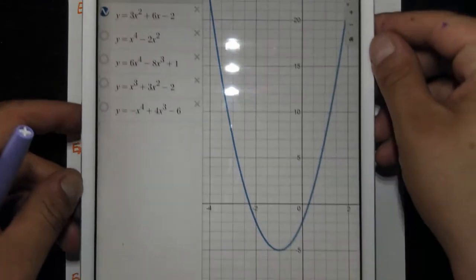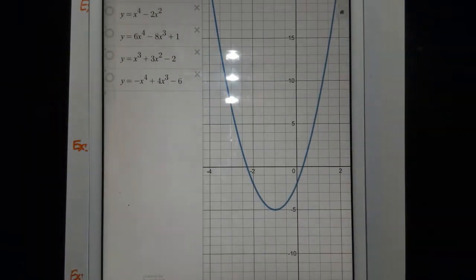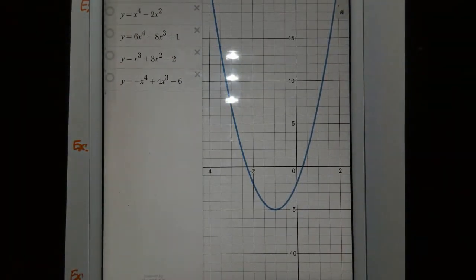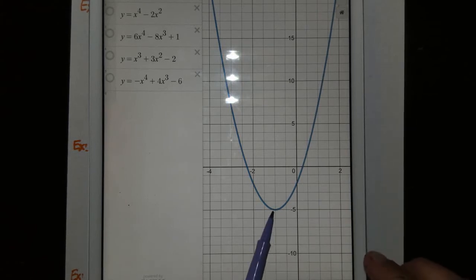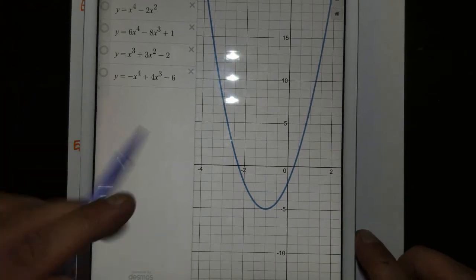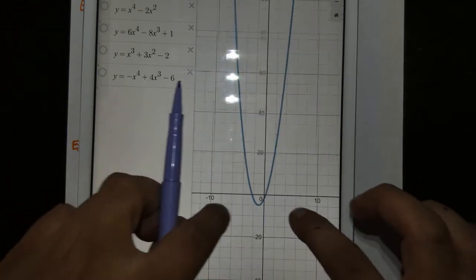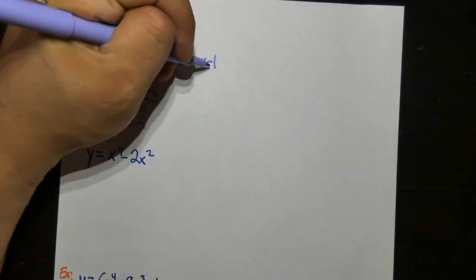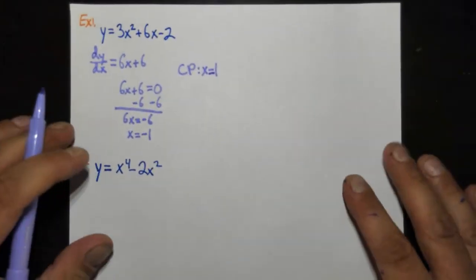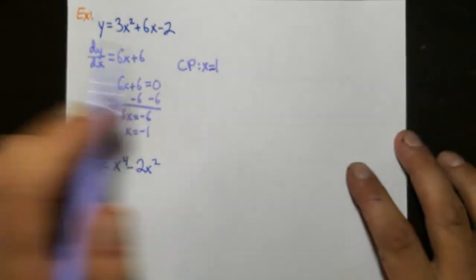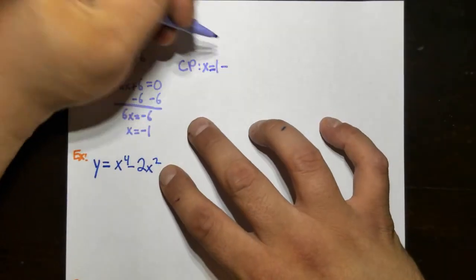So I went ahead and graphed the original function. This isn't the derivative, it's the original function. You want to graph the original function. And notice that at negative 1, which is what we got, there is a critical point right there. And this is going to be an absolute min because this is a parabola, right? It'll never go lower than that. So we can say x equals negative 1 is an absolute min. I hope you guys caught that.